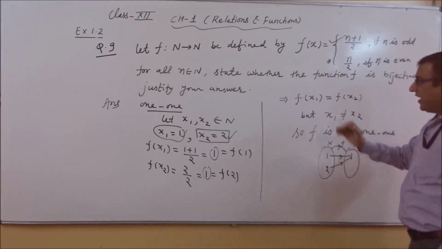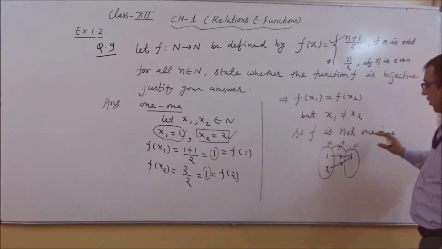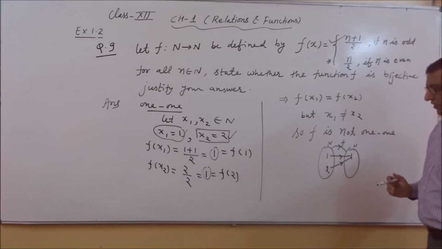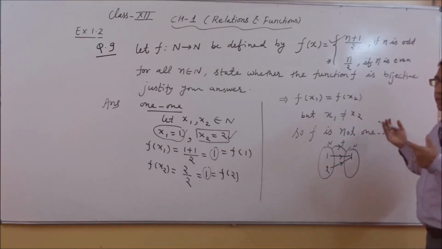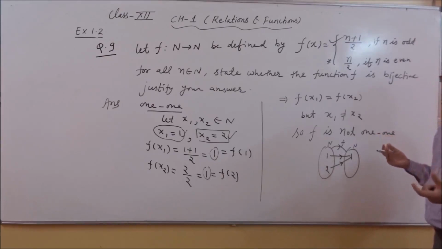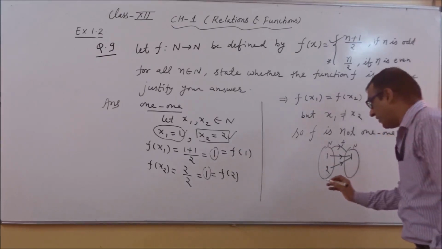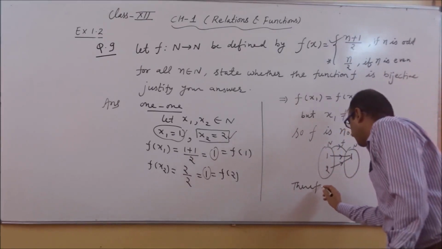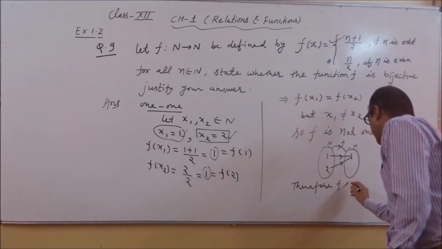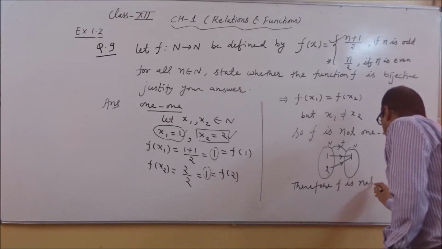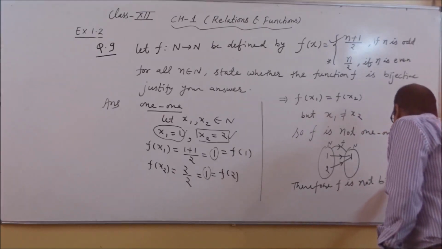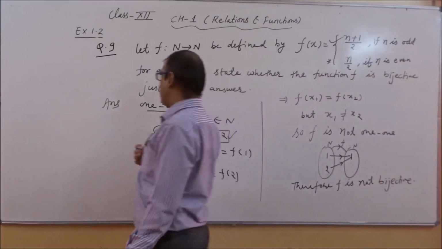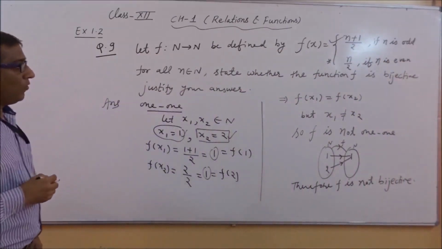Now we will continue with the next part. If this function is not one-one, there is no need to continue with the onto function, because we know very well if a function is not one-one, then it is not bijective also. So here we will write: f is not one-one, therefore f is not bijective. With the help of this procedure, we will easily solve such types of questions.